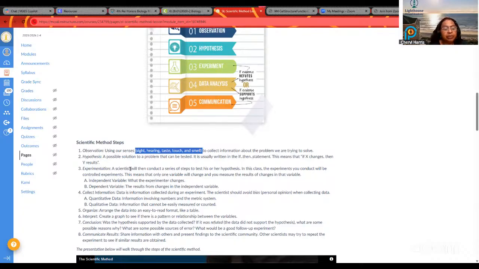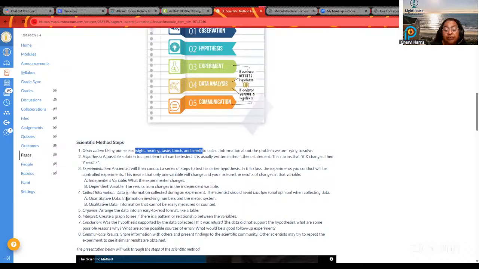Your experiment needs to have an independent variable and a dependent variable. Independent is what the experimenter used, sometimes called the manipulated variable. What you actually are going to change. And whatever you change, the change is dependent on what you do. So the results that you get from what you manipulated is your dependent variable.